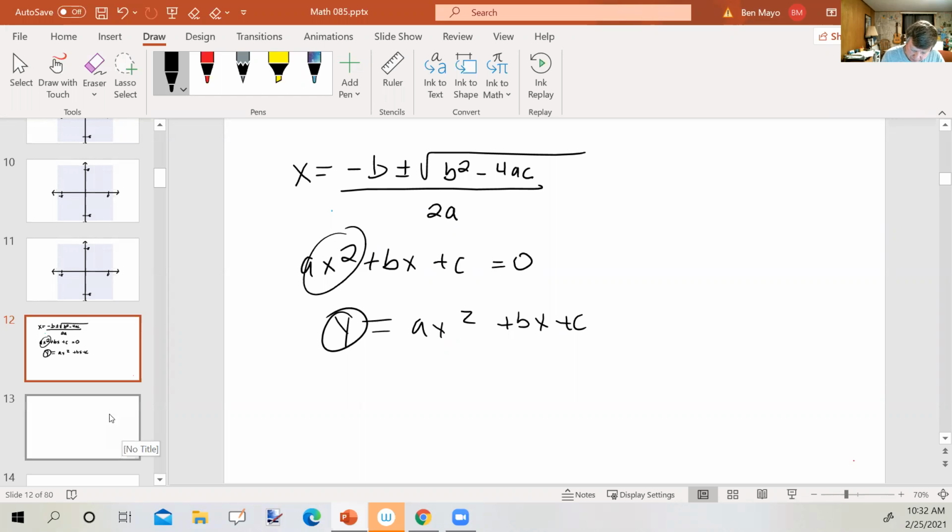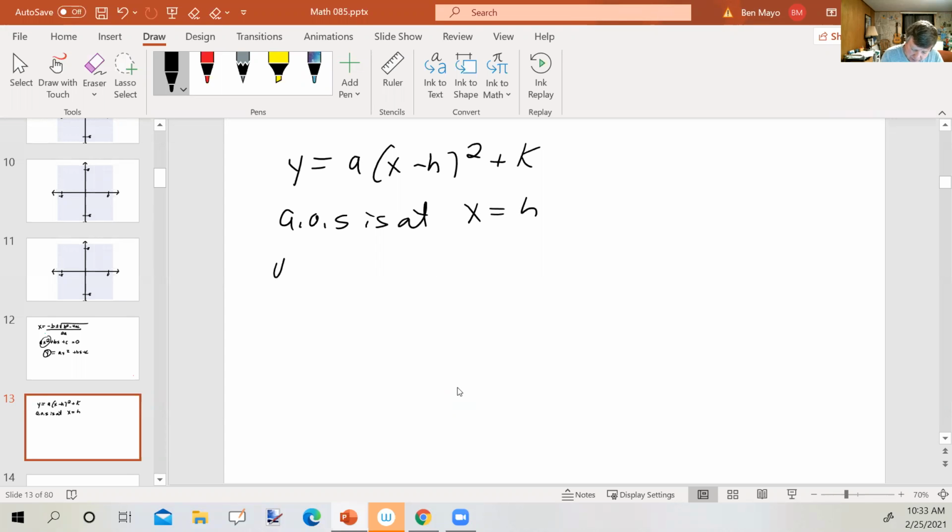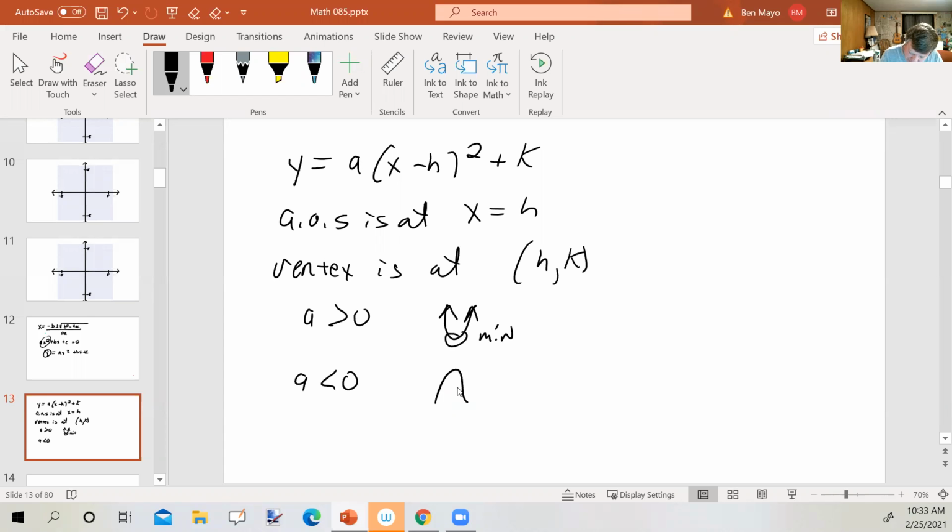Okay, another form or another equation you need to be aware of is y equals a times x minus h squared plus k. This is a second degree or quadratic equation. It's in a form where it presents the vertex in an obvious fashion. The axis of symmetry is at x equals h, whatever h is. The vertex is at (h, k). If a is greater than 0, the parabola opens upward and the vertex is a minimum. If a is less than 0, the parabola opens downward and the vertex is a maximum.